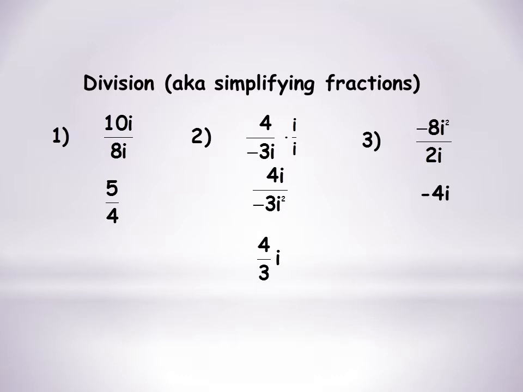This one here, you can just simplify your i's. So i squared divided by i will just give you i in the numerator, and negative 8 divided by 2 is negative 4.